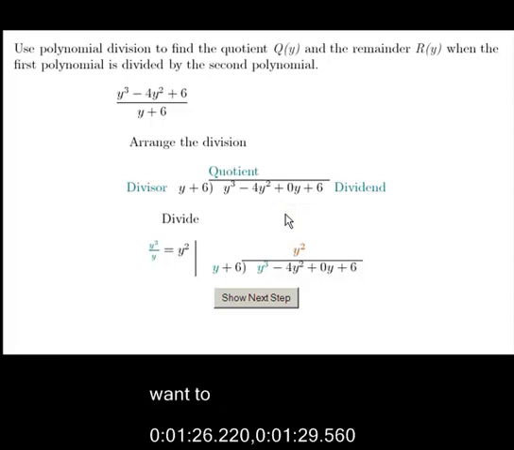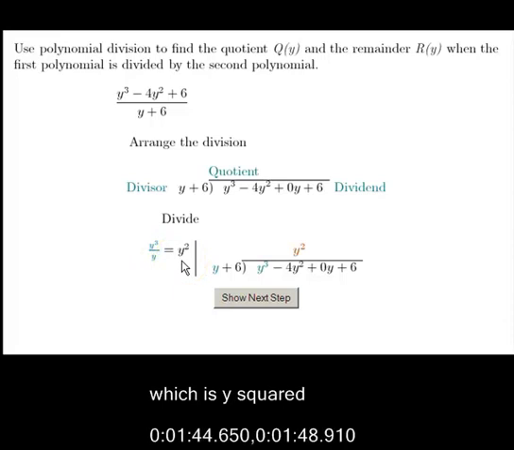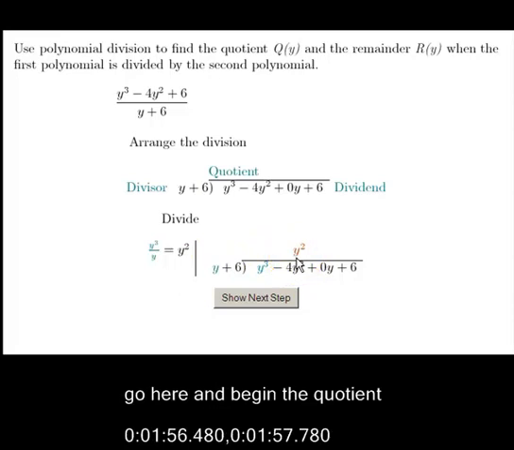First, we want to divide the leading term here by the leading term here. On the side, I've shown y cubed divided by y. That gives us y squared. And so y squared is going to go here and begin our quotient.